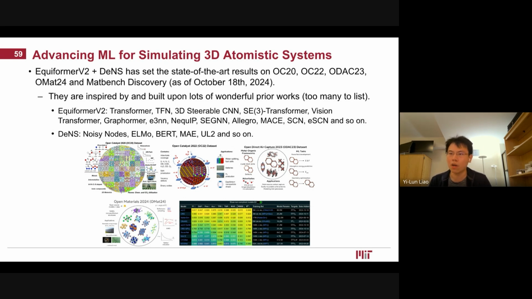upon lots of awesome prior work, and there are definitely too many to list here. So I just mentioned some of the most relevant work here. EquiformerV2 is, of course, based on transformers and also Tensor Field Network, 3D CNNs, some of the earliest equivariant networks in literature. And also it is inspired by SE(3)-Transformer, Vision Transformer, Graphormer, some of the pioneering work that applies transformers to different domains.